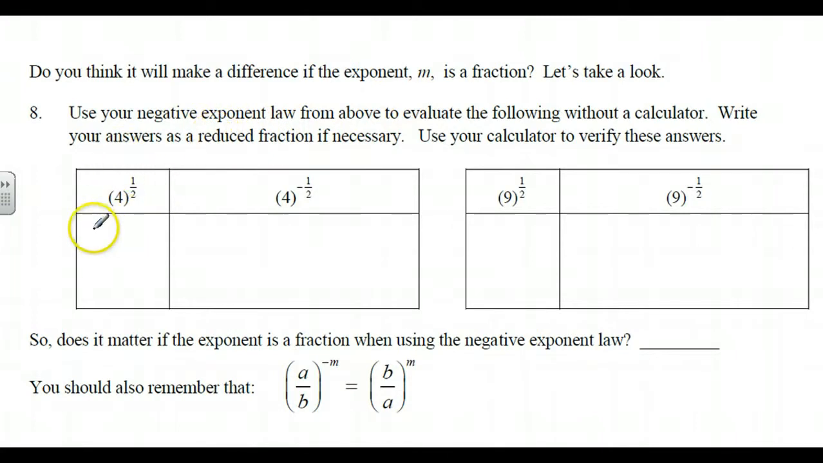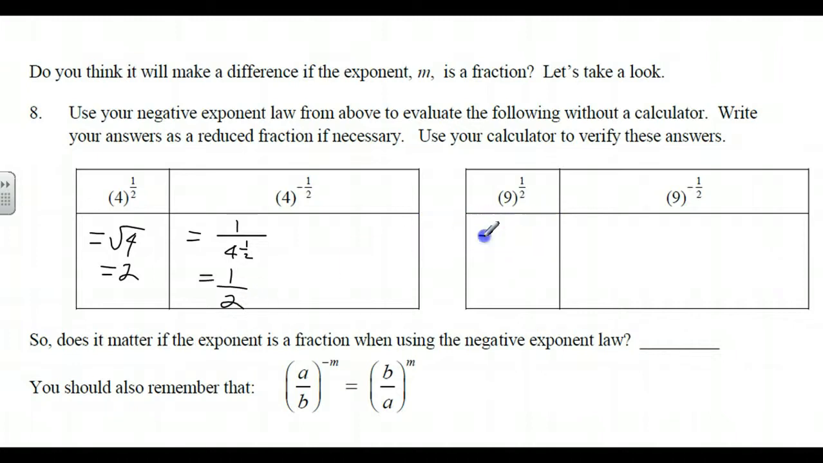So 4 to the 1/2 is the square root of 4, which is 2. This will be 1 over 4 to the 1/2, which we already know is 2, right? We don't need to really work this out further. It is 1 over 2.